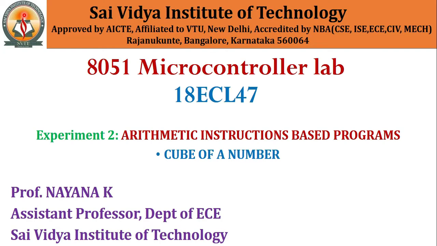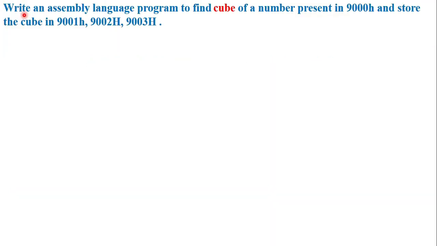Hello everyone. In this video lecture, let us understand experiment 2, arithmetic instructions based programs: finding the cube of a given number. The problem statement is as follows. Write an assembly language program to find the cube of a number present in 9000H and store the cube in 9001H, 9002H and 9003H.